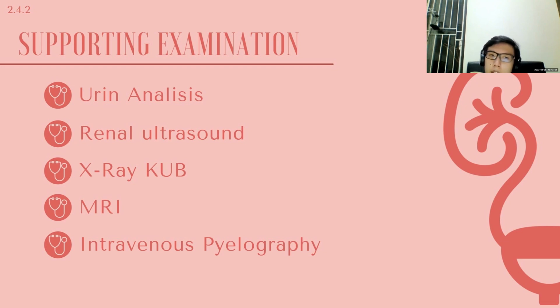So for the supporting examination, in patients who are suspected of having urolithiasis, several investigations can be carried out to make a definite diagnosis of the patient's disease. First, urine analysis with a microscope can show the absence or presence of hematuria, leukocyte esterase, nitrite, and white blood cells in the patient's urine, as well as other additional examinations such as complete blood count, lipase, CMP, amylase, lactic acid, and blood culture in patients with positive SIRS criteria.